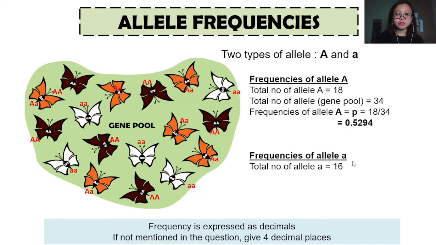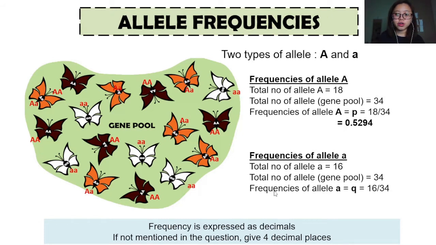Okay, so to calculate frequency of recessive allele a, we take the total number of recessive allele a, which is 16, divided by the total number of alleles in the gene pool, which is 34. The frequency of recessive allele a, which also equals small q, equals 16 divided by 34, which becomes 0.4706. I hope that's clear. And this is how you calculate allele frequency when you have the data in a population.